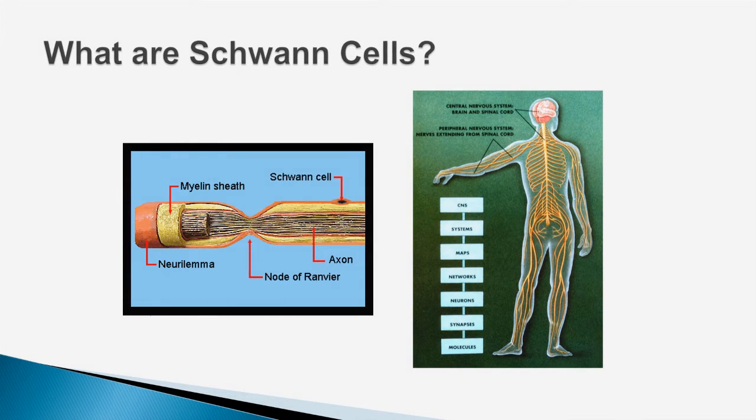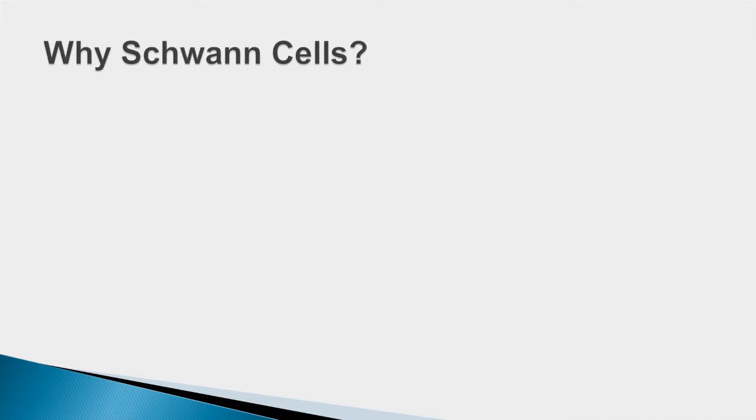So that's everything in your arms, your legs, your chest, everywhere except for your brain and your spinal cord, because the brain and the spinal cord are the central nervous system. So the Schwann cells normally live in the peripheral nervous system. So why would we want to use Schwann cells to try to repair the central nervous system, spinal cord?